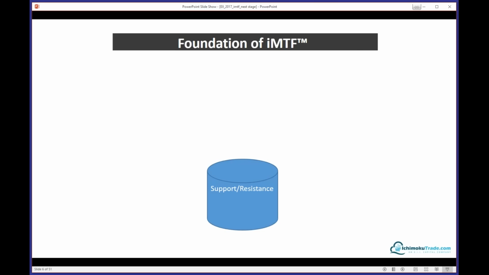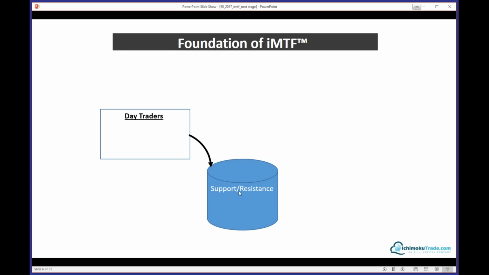Okay, also most people, when they find support resistances, they're looking at a single time frame. So what we want to do is show you the foundation for the IMTF technology. Let's assume there's a bucket here of support resistance. Normally, most people look at one time frame, find the support resistance for that particular time frame, and then basically put a trade off that support resistance off that trading time frame. We're not going to do that at all.